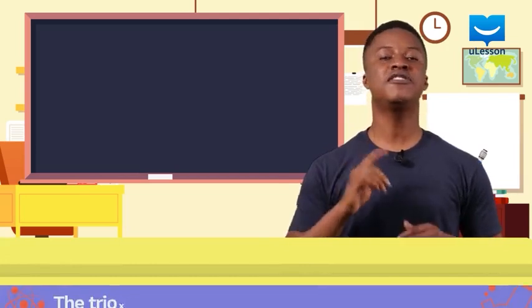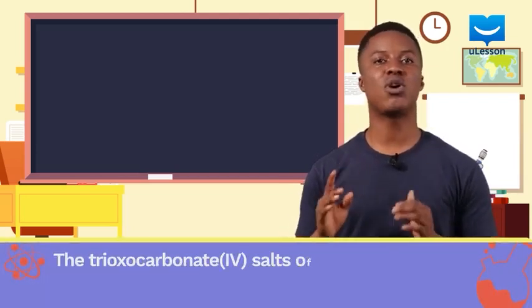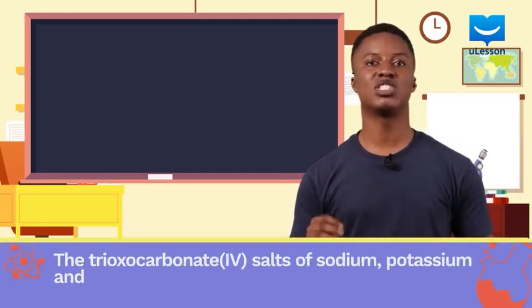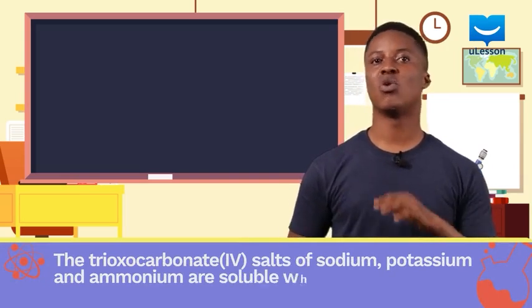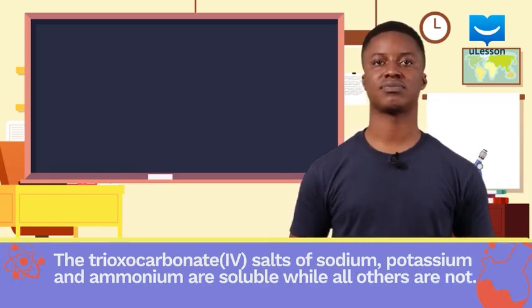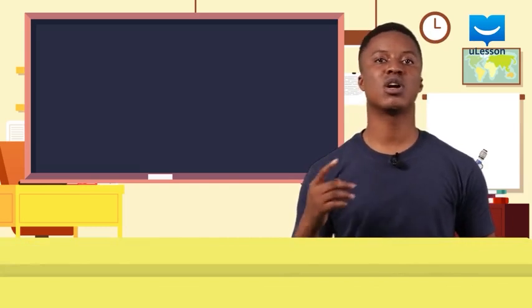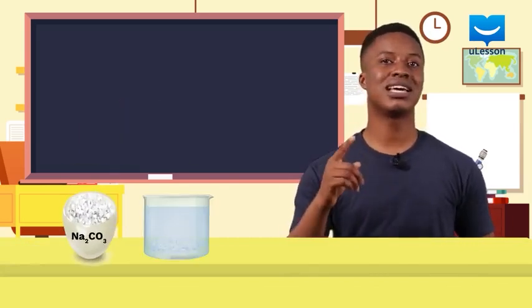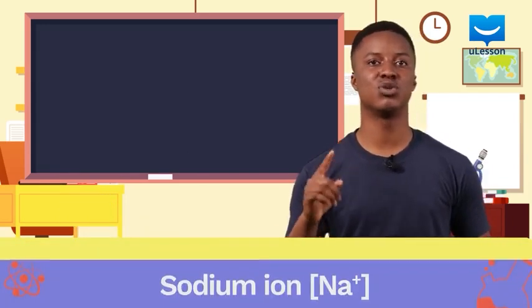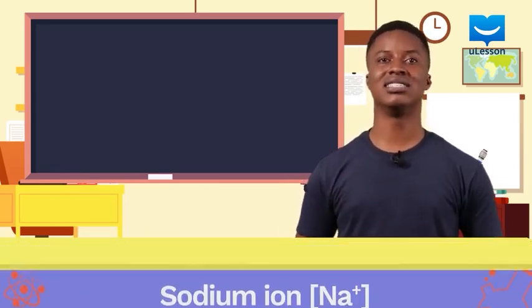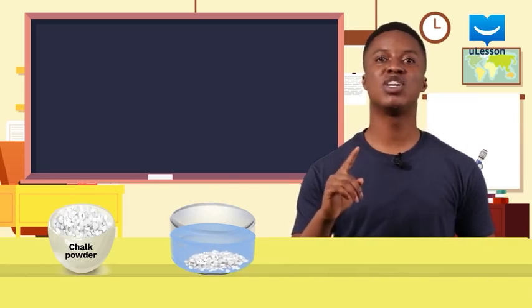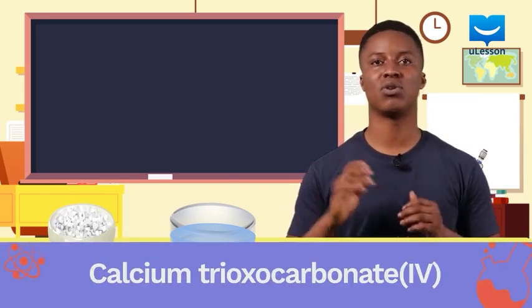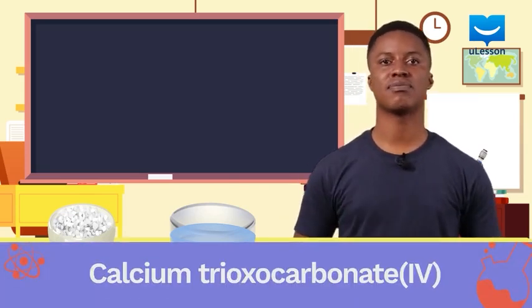And finally, the fifth rule states that the trioxocarbonate(IV) salts of sodium, potassium, and ammonium are soluble, while all others are not. For example, sodium trioxocarbonate(IV), commonly known as soda ash, dissolves in water because the metallic ion present in the salt is sodium ion. On the other hand, if you mix chalk powder with water, you would notice that it does not dissolve. And this is because chalk is made up of calcium trioxocarbonate(IV), which is very insoluble in water.